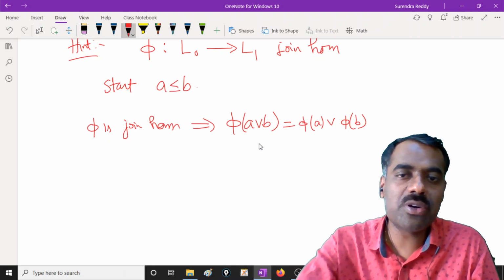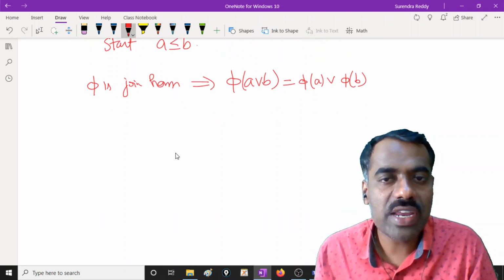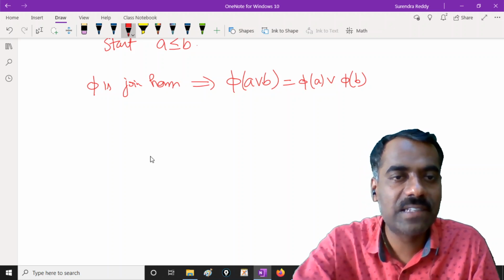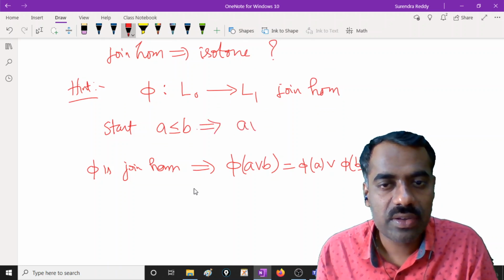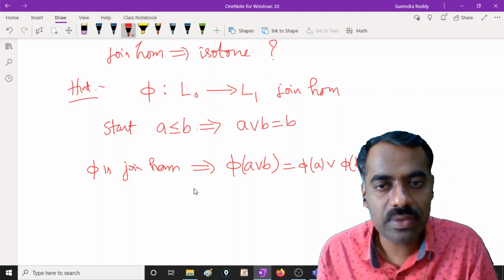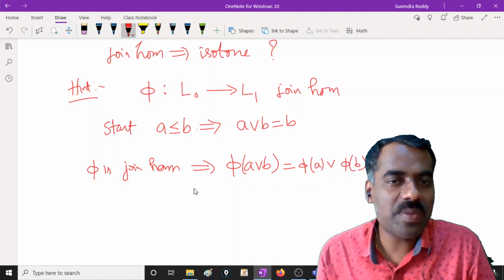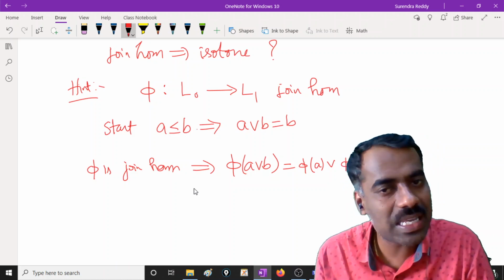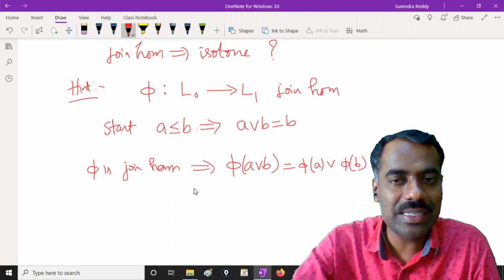But what can you say about A join B when A is less than or equal to B? How can you simplify this? A join B is B itself. Is this clear? Because in a lattice, the join is the supremum, and the supremum is nothing but B. We have seen this several times, right? So A join B is the same as B.